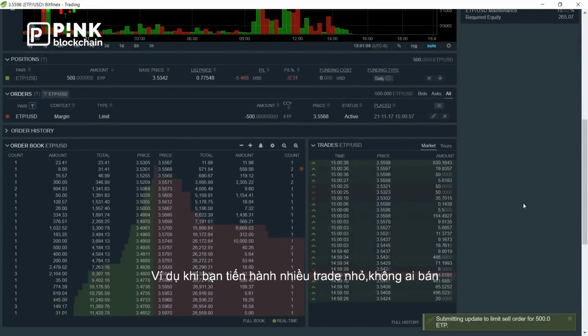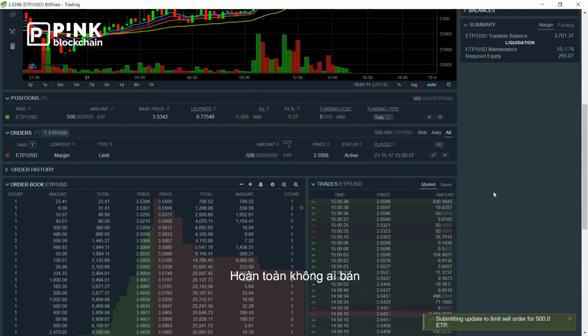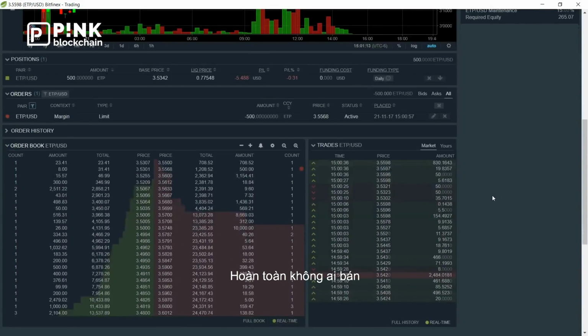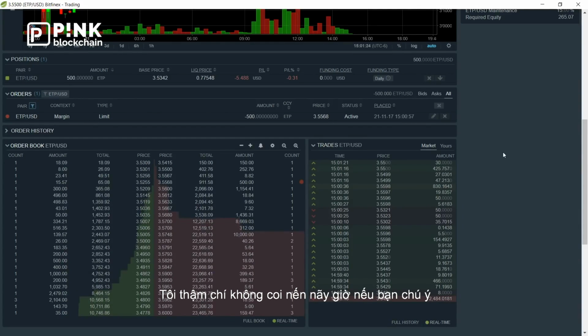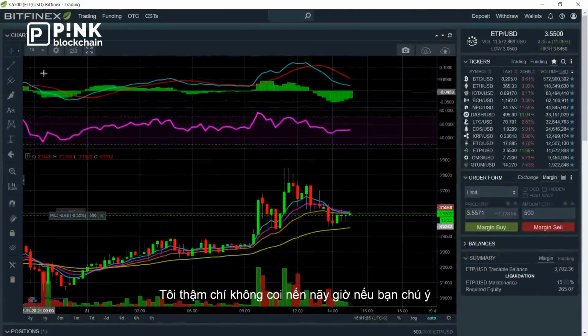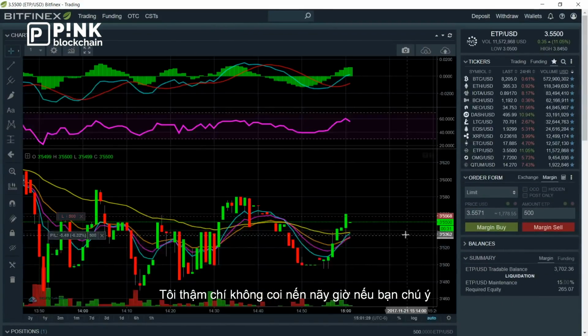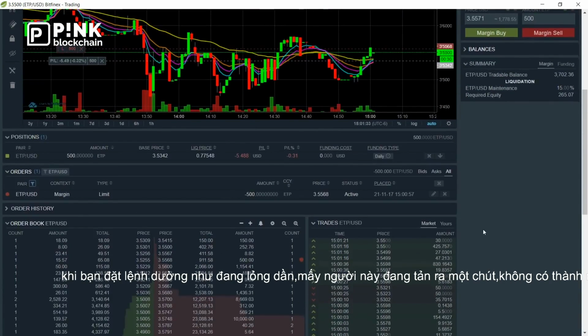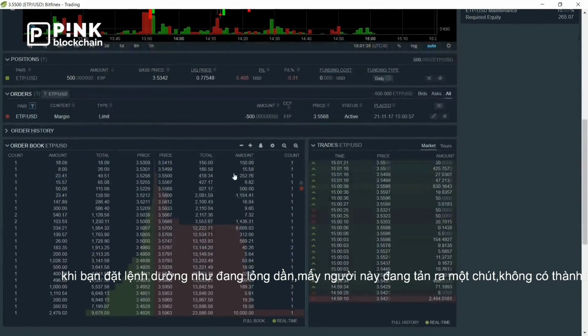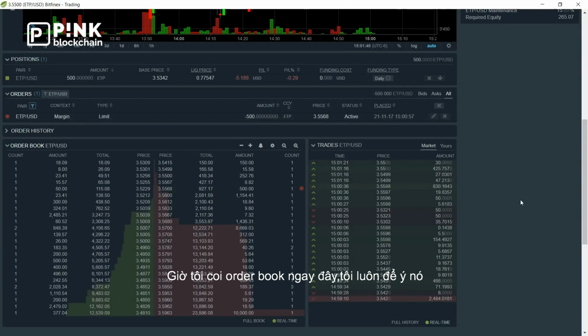No one wants to sell right now. If you guys notice, no one wants to sell at all. I'm just waiting for it to tick. So this is what I do. Have you guys noticed I'm not even looking at the candles right now, right? I'm sure you guys have probably noticed that. So when you enter a position, see now it's loosening up. These guys are spreading out their bids a little bit. It wasn't really stacked up as much before.